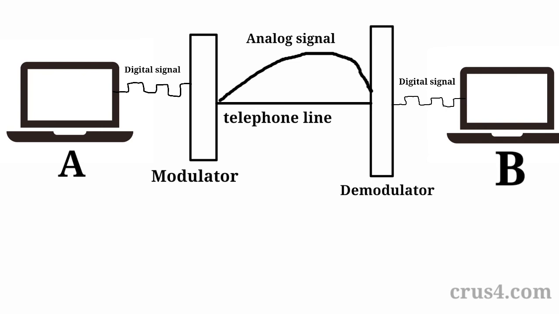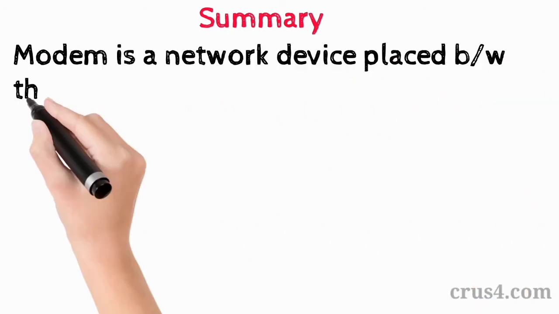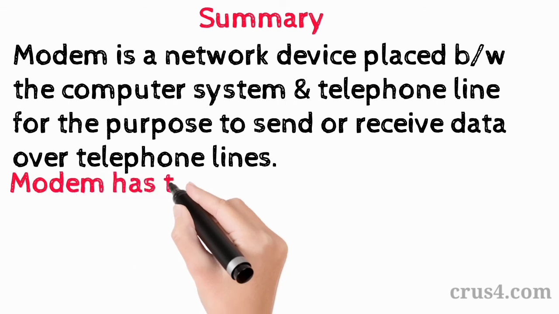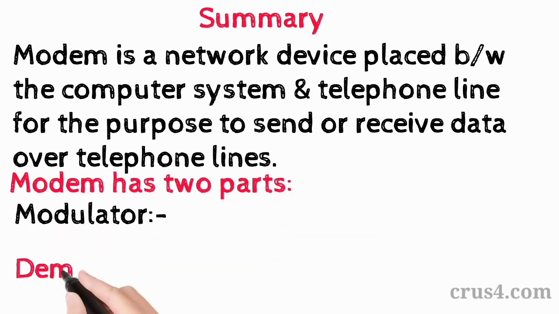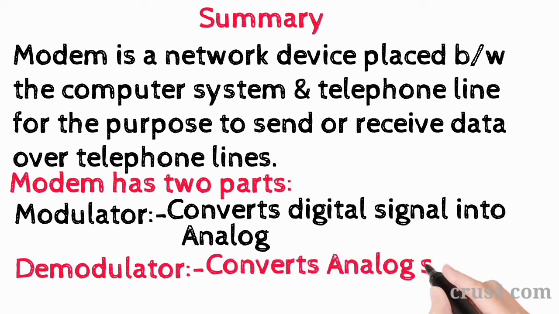So in this video, we have learned about the modem, which is a network device placed between the computer system and the telephone line. Modem has two parts, modulator and demodulator. The modulator is used to convert digital data into analog, and the demodulator is used to convert analog signal into digital.